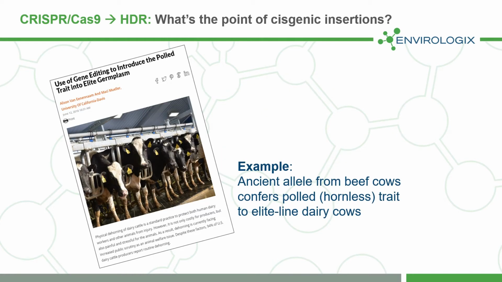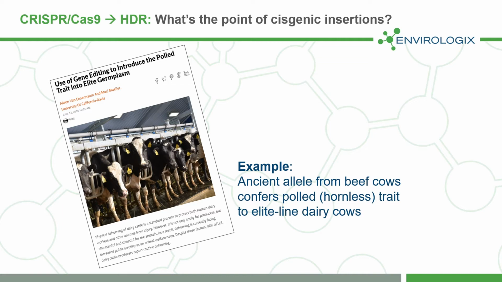So what's the point of cisgenic insertions? I mentioned this example of cows in session 1. So this is where scientists took an ancient allele or a native piece of sequence from beef cows, and that sequence conferred the polled trait, so that's a naturally hornless trait. And they took that sequence and inserted it into elite line, high milk producing dairy cows, so that those dairy cows, the offspring would be born with the polled trait.